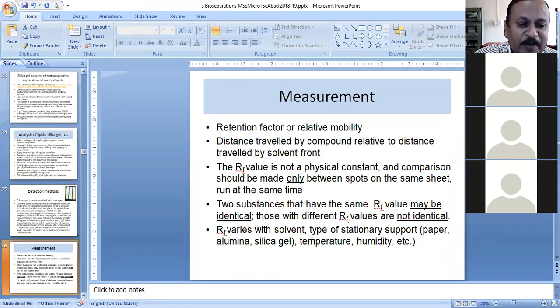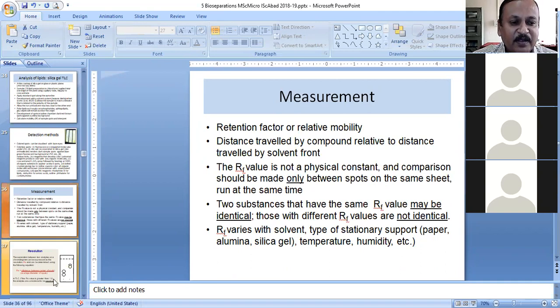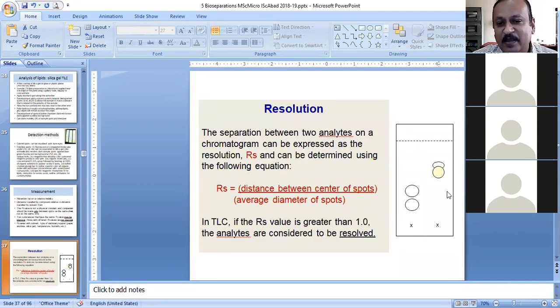Then coming to the measurement, I have already told you in paper chromatography that we calculate the RF values. I'll go to the next slide. This is a very important slide. There are two different cases shown here. See, two spots are appearing here, which are separated from each other. And there are two spots here which are not exactly separated.